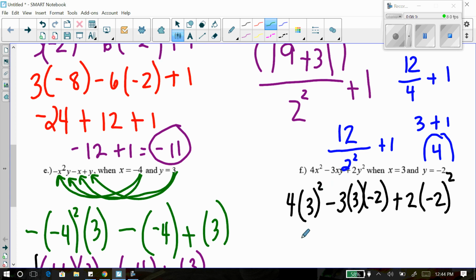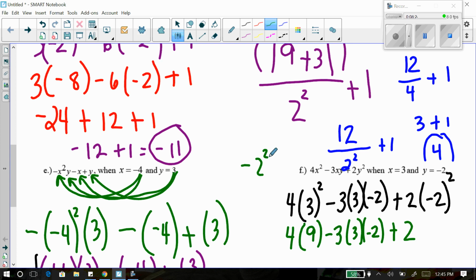3 squared is 9 minus 3 times -2 plus, if you do not use parentheses for -2 squared in your calculator, if you just do -2 squared, it will give you the wrong answer. You need to use parentheses. -2 squared is -2 times -2, which is a positive 4.